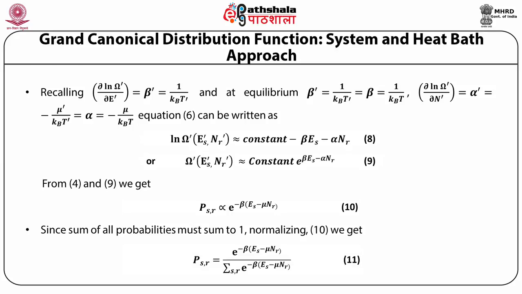to power minus β(Es − μNr) divided by the summation over S and R of e raised to power minus β(Es − μNr), where the summation is over all the Es, Nr states which system A can take. Equation 11 is the grand canonical distribution function which provides the probability of the system in a state with energy Es and number of particles Nr.